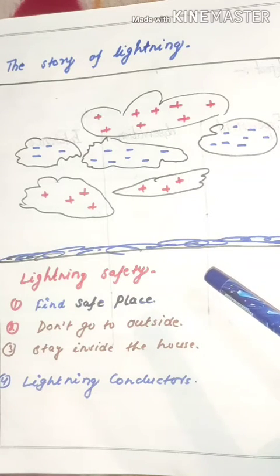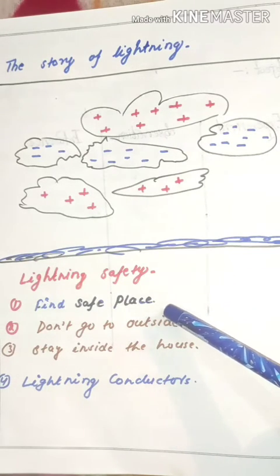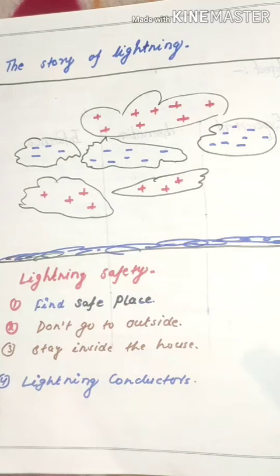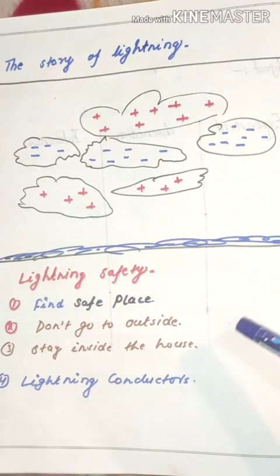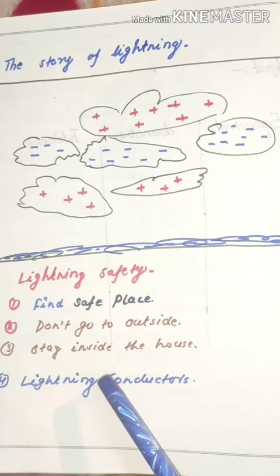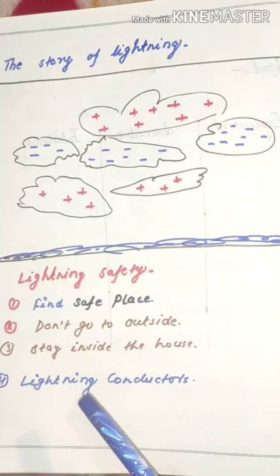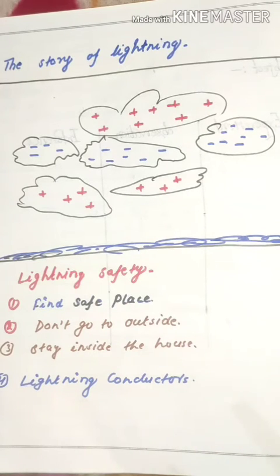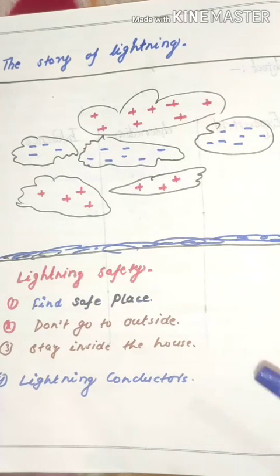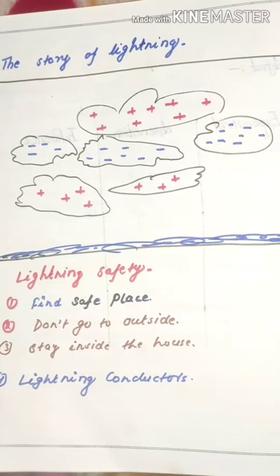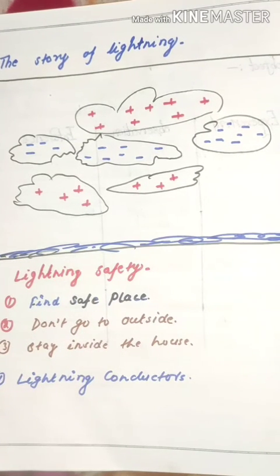Since lightning causes a lot of damage, student, you have to take some precautions to avoid any damage. First one is finding a safe place. You have to find a safe place during lightning. Don't go outside, stay inside the house. Lightning conductors: you have to use a lightning conductor on your roof so that if lightning falls on your house, it will go through the earth and become neutral.